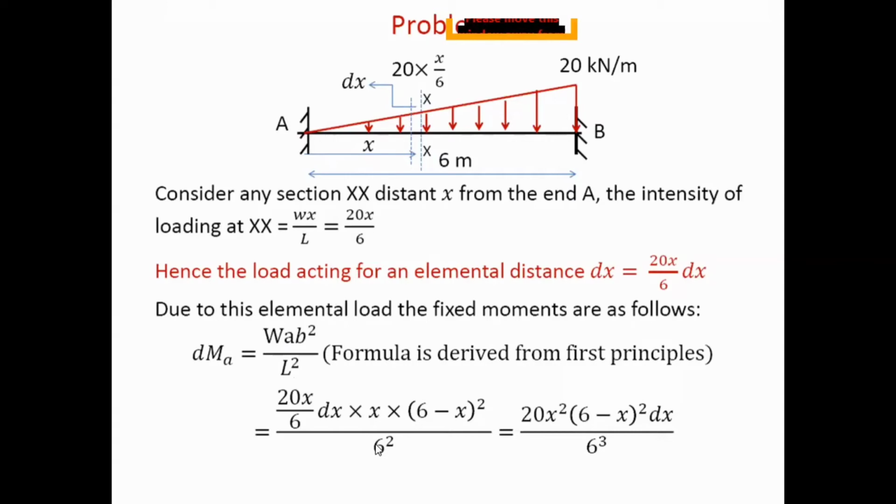So now we shall simplify this. 20x into x is 20x square into 6 minus x square dx upon 6 cube. This 6 square is already in the denominator, and this 6 will come to the denominator and add up, so it will become 6 cube. So this is dMA.